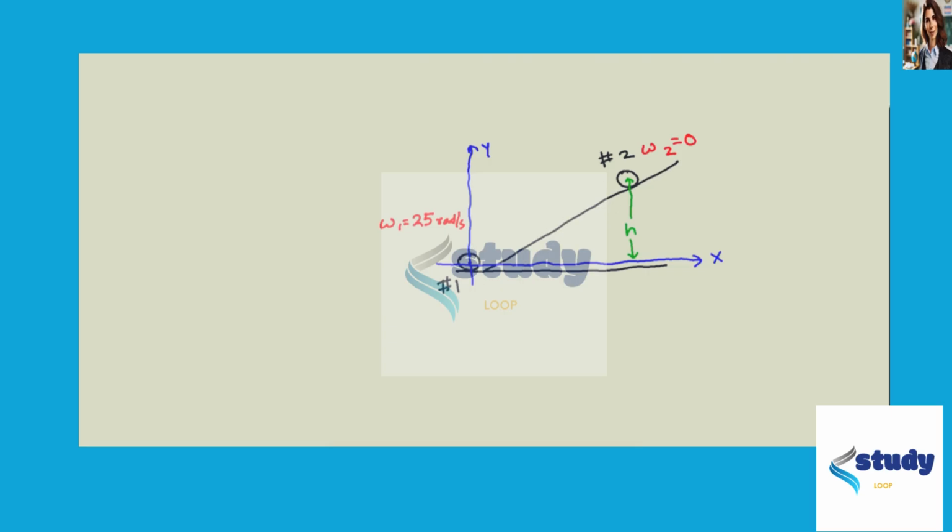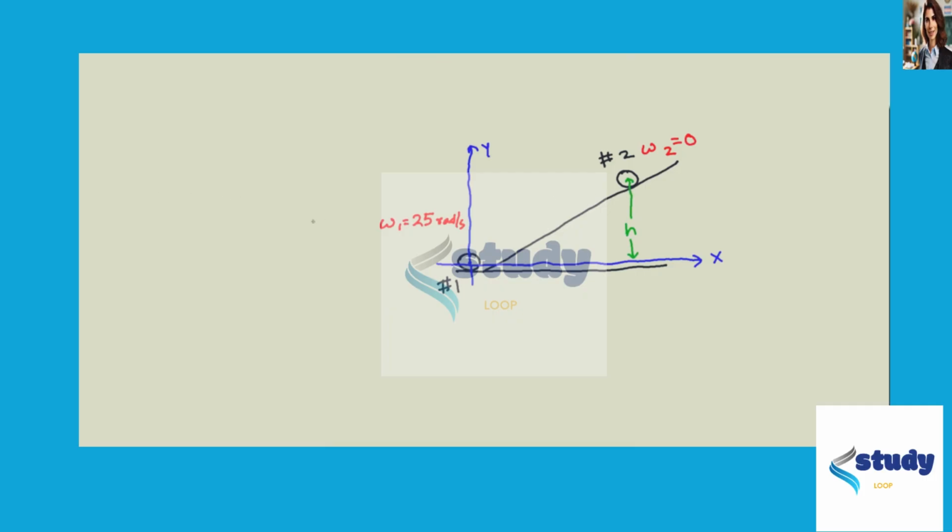To solve this problem, we'll be using conservation of energy. There are various ways to solve this problem, but I guess this is one of the easiest ones. So we need to find the total energy stored here, and then the total energy stored here. Since energy is conserved, we'll just equate these two parts of the energy, and then we can solve for the height.